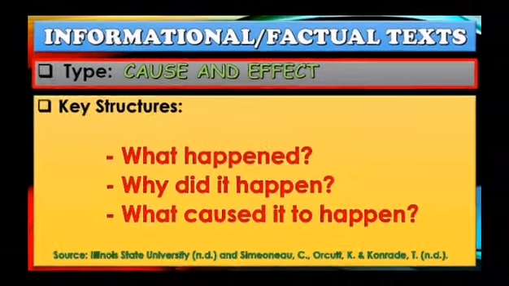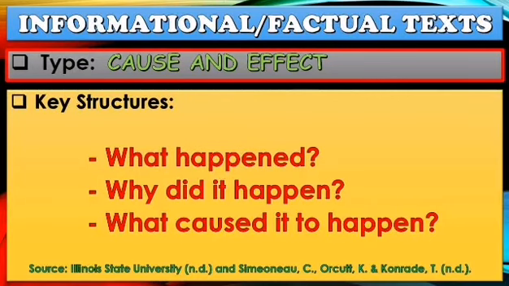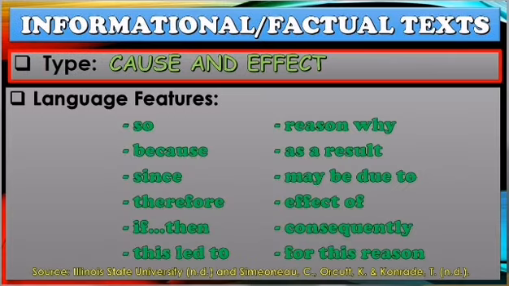For the key structures, consider these questions. What happened? Why did it happen? What caused it to happen? And for the language features, we have so, because, since, therefore, if, then, this led to, reason why, as a result, may be due to, effect of, consequently, for this reason.